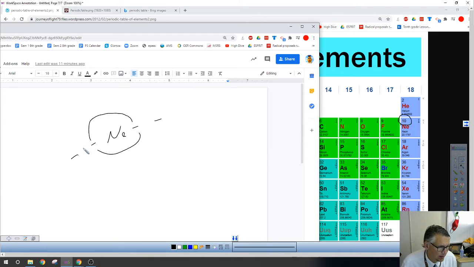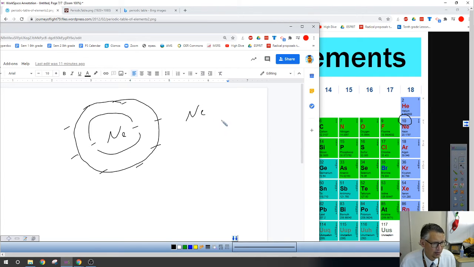And that means that it's going to have 1, 2, 3, 4, 5, 6, 7, 8 electrons in the outermost shell. Well, its outermost shell is full, so it's happy. So when we take a look at neon, neon isn't going to form an ion because its outermost shell is full, and it's happy. We don't have to worry about it. It will not become positive, and it will not become negative.